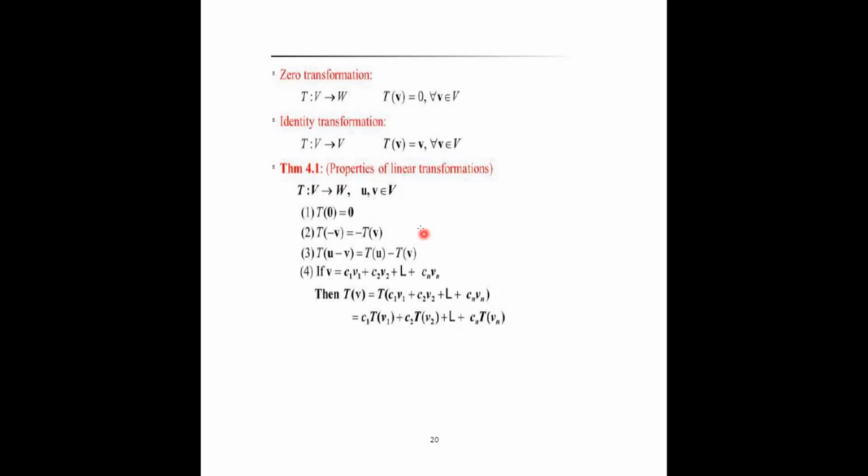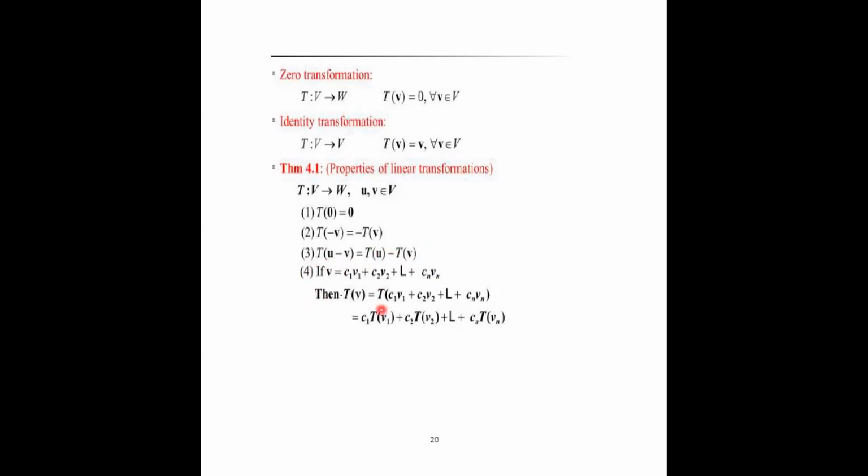Property number 2: T of minus v equals minus T of v. This is quite obvious. T of minus v is nothing but T of minus 1 times v, and from the second property we can take the minus 1 outside of T, so minus 1 times T of v, ultimately giving minus T of v. And number 3: T of u minus v equals T(u) minus T(v). Again, combining the first and second conditions, anyone can prove property 3 also.